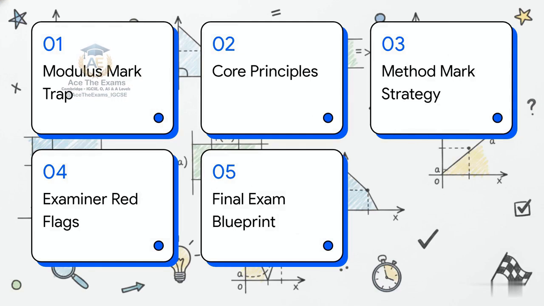To achieve this intellectual makeover, here's our agenda. 1. The modulus mark trap. 2. Mastering core principles. 3. The method mark strategy. 4. Auditing examiner red flags. And 5. The final exam blueprint. Let's get cooking.